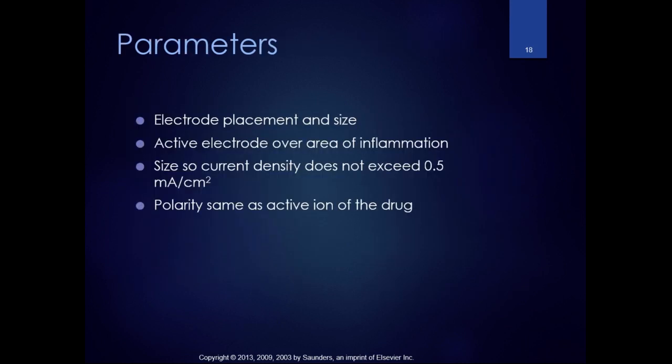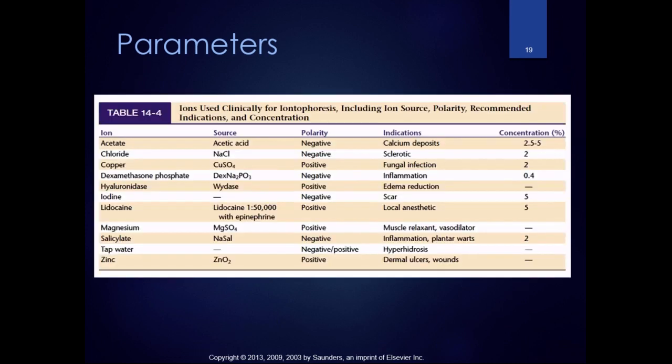So we want to make sure we have appropriate electrode placement and size. The active electrode is over the area of inflammation. The active electrode is the one that's the opposite polarity from the medication that you're using. You want an adequate size so we don't get too much current density and end up with burns. And the polarity of the active electrode is the same as the active ion. So you want to push it away, push it into the skin.